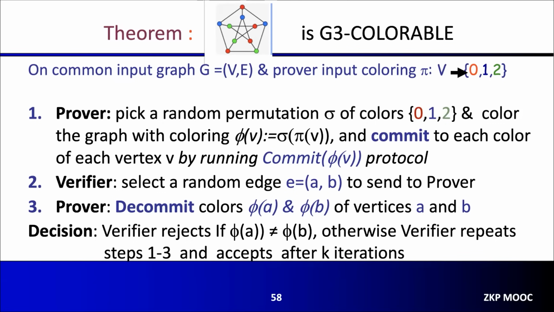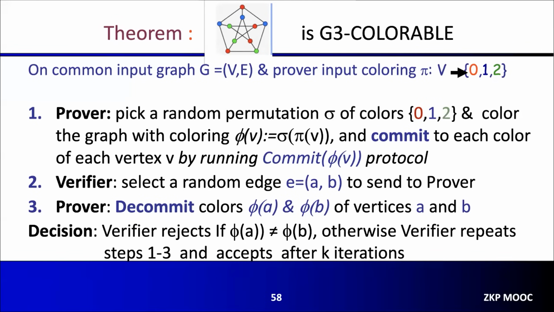Whereas before blue meant blue, now when I put a random permutation of the colors, blue might mean something completely different. In fact, you can prove that these colorings are uncorrelated between repetitions. Okay, so we need to prove that this is zero knowledge. We need to prove completeness, soundness, and zero knowledgeness.